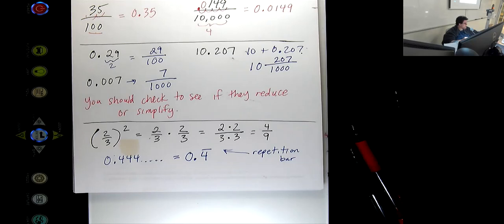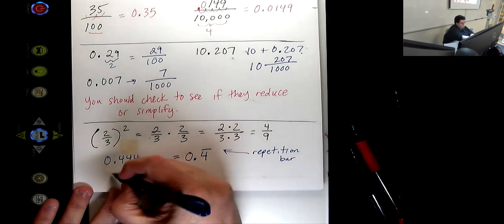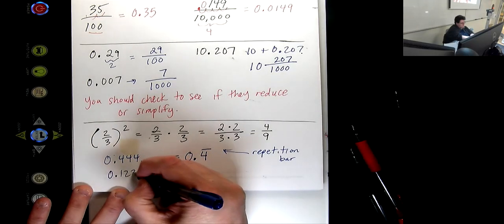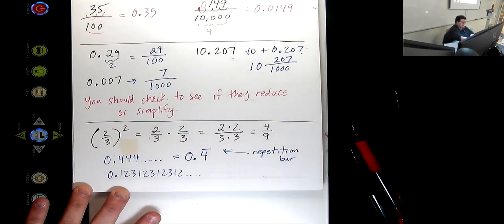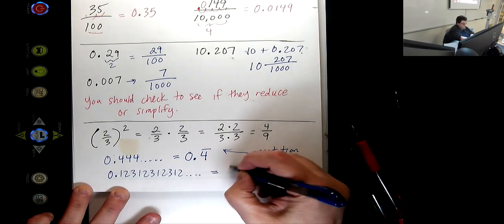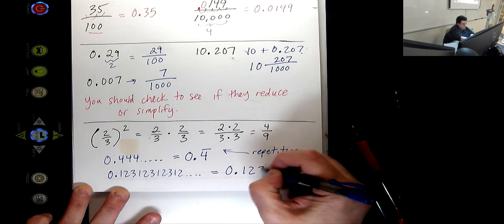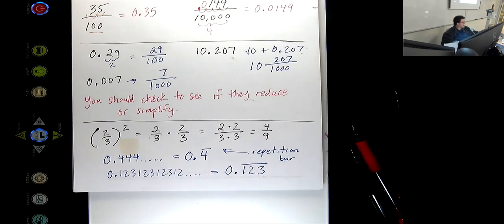This holds true if it repeats in a cycle. So if you have 0.123, 123, 123, 123, and it just keeps going like that, the numbers that repeat get put all underneath the repetition bar. How much you'll use that, I don't know, but while we're covering decimals, I think I should make you aware of that.